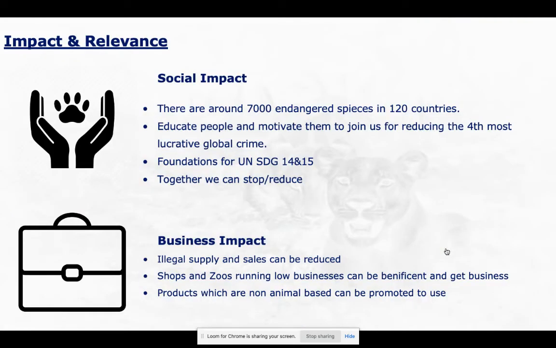Now let us go on to the impact and relevance. Coming to the social impact, there are almost 7,000 endangered species in 120 countries, and quick action needs to be taken. This can really help in making quick action, as every citizen is involved in making the change. This app concentrates on educating people so that we can curb the 4th most lucrative global crime. It is also laying the foundation for UNSDG 14 and 15, so that together we can contribute to saving life below water and life on land.